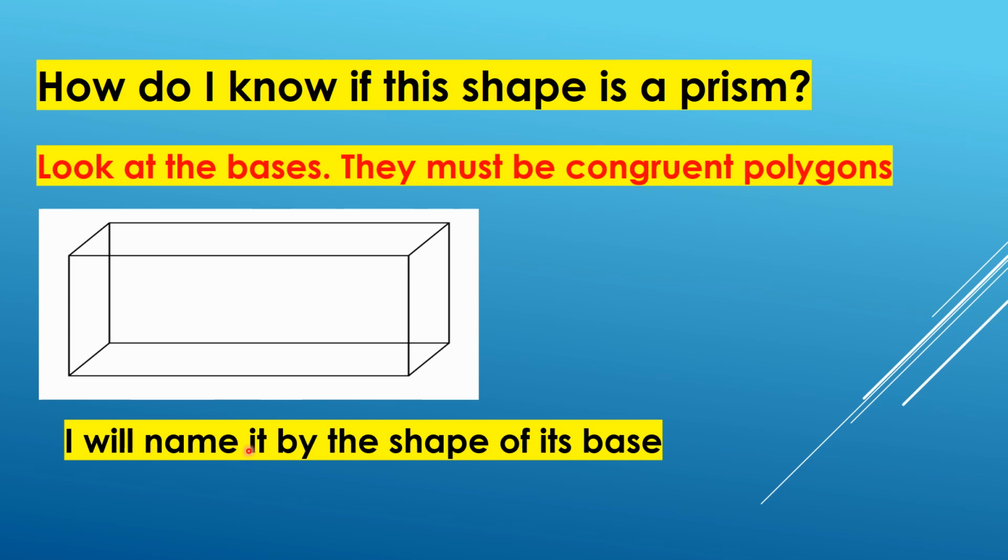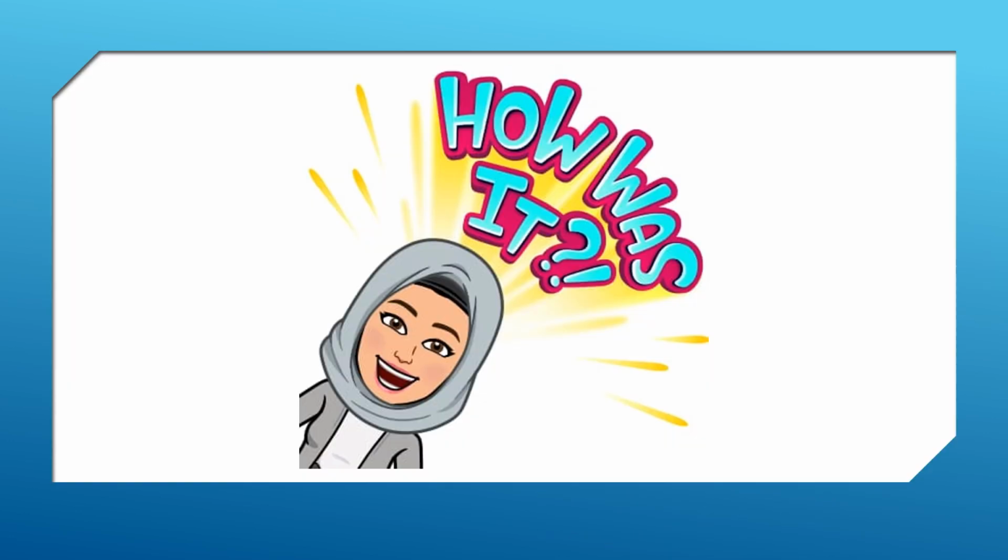Now I will name it by the shape of its base. What kind of base do you see? It's a rectangle. So this is a rectangular prism.